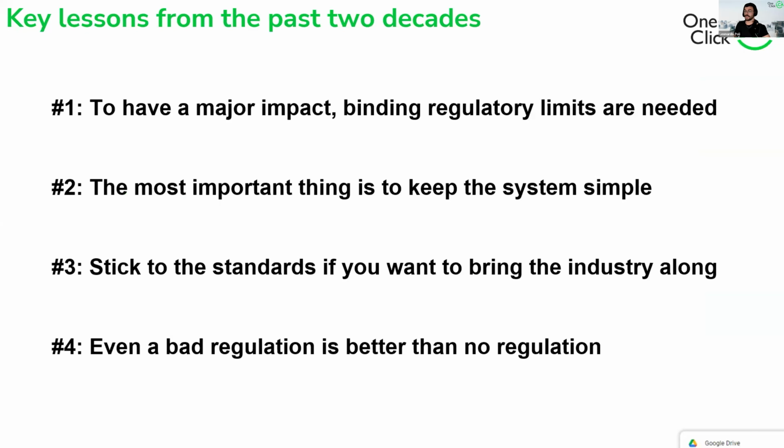And some key lessons: number one, to have a major impact, building regulatory limits are needed. Number two, the most important thing is to keep the system simple. Number three is to stick to the standards if you want to bring the industry along. And then even a bad regulation is better than no regulation. And I would also add that even bad data is better than no data. And we need to gather that data, whatever that might be.